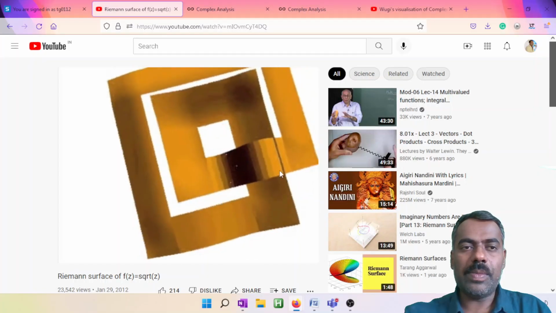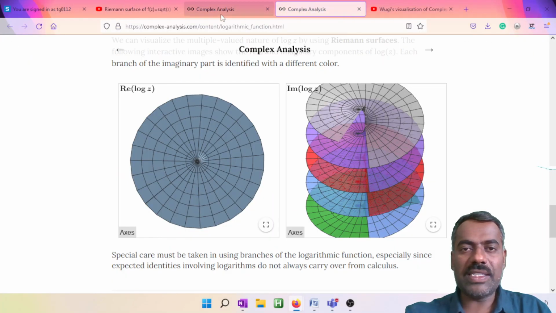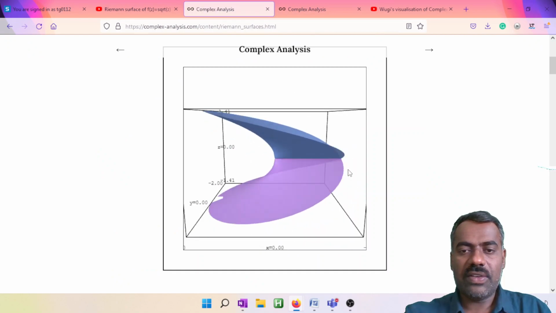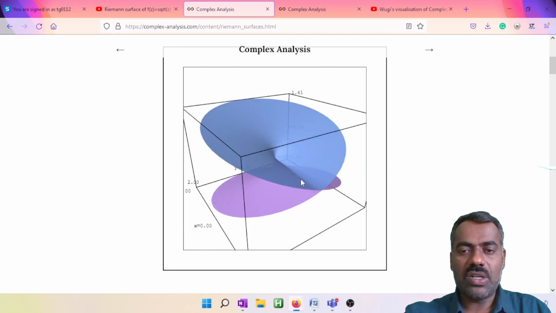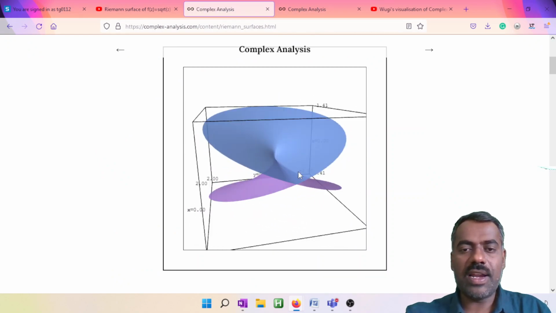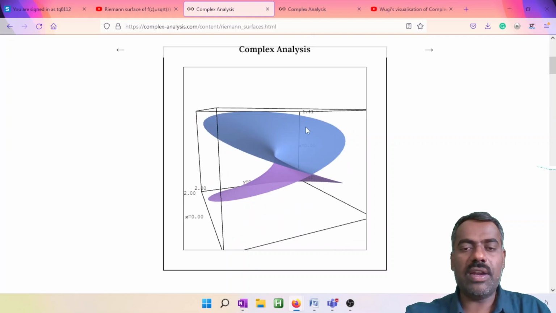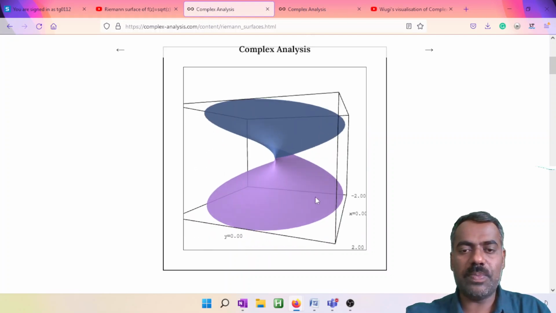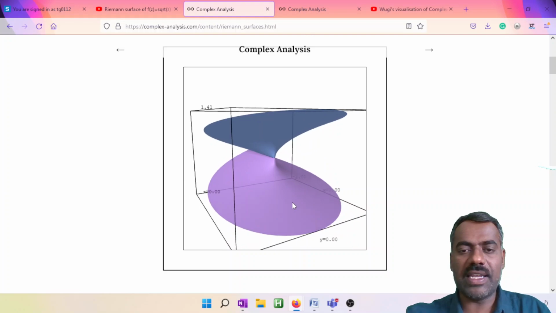That means basically these are the two branches here. Such things are called Riemann sheets. This green one is called a Riemann sheet, and the other one, this purple one, is another Riemann sheet.